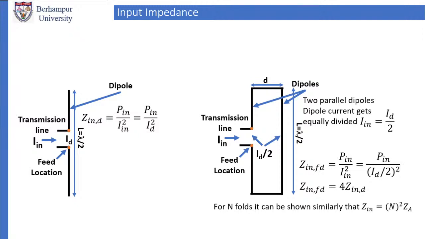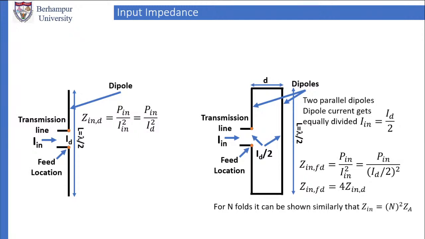So Z_in for the folded dipole is equal to P_in divided by (I_D by 2) squared. Or we can say Z_in of the folded dipole is equal to 4 times Z_in,D. Now for a dipole antenna, we know Z_in,D is 73. So Z_in,FD for the folded dipole will be 4 into 73.